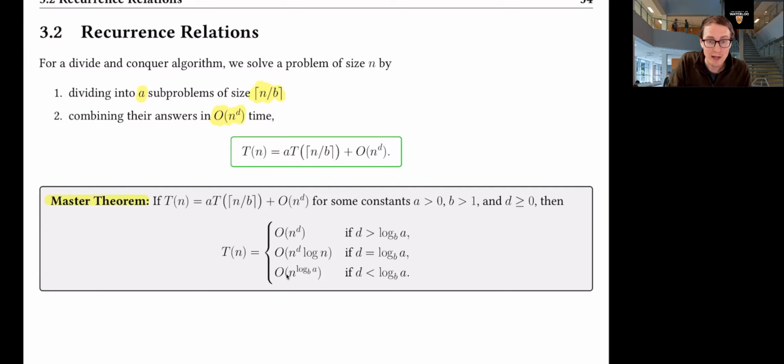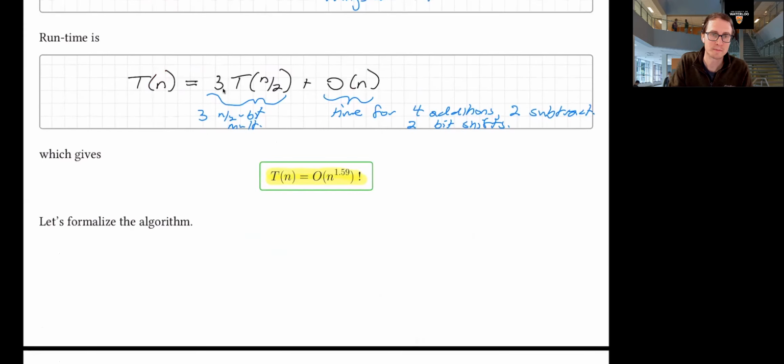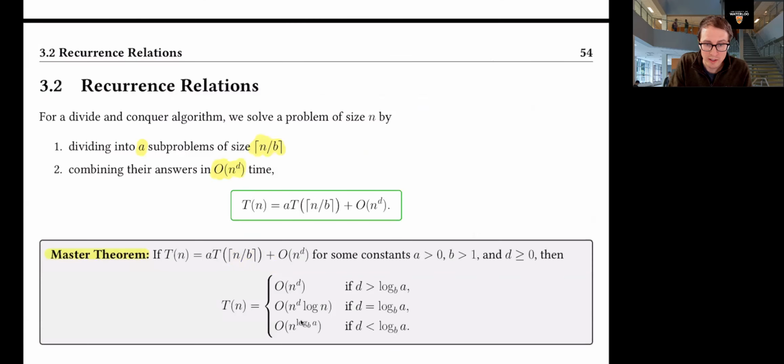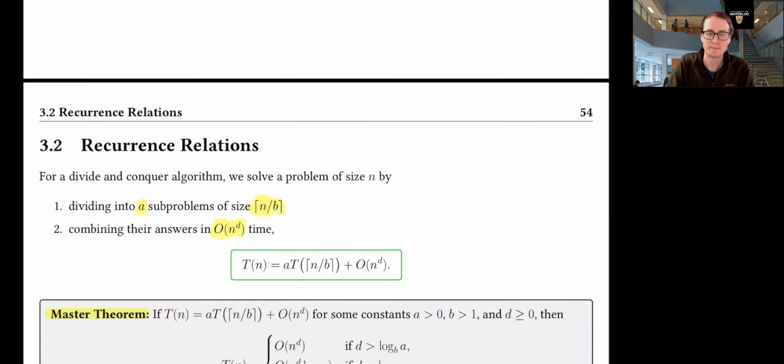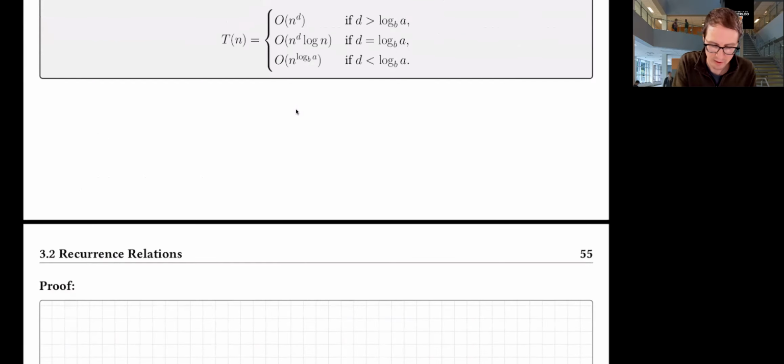If you go back and match a, b, and d to this one here, a is 3, b is 2, d is 1, and you see which case we are in. You'll find that we're in this third case where d is less than log base b of a. And so the runtime is exactly big O of n to the power of log base b of a, which is n to the power of log base 2 of 3, which gives us this 1.59. But let's now understand, how do we get this recursion relation? And this is the last part of this lecture today.